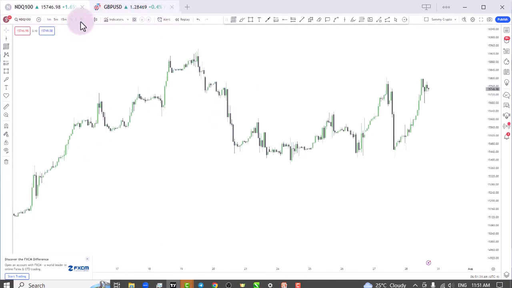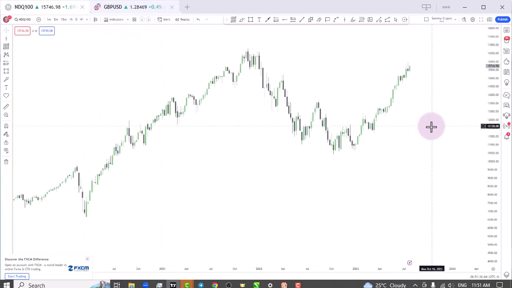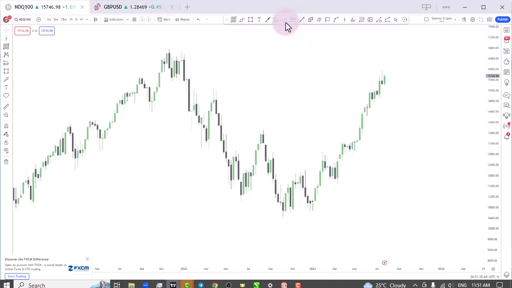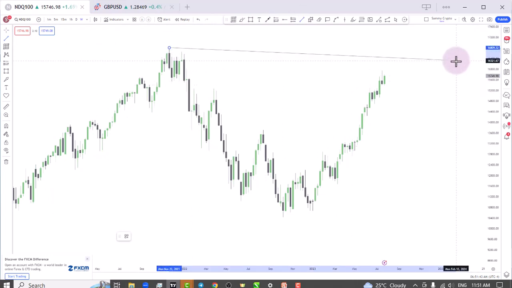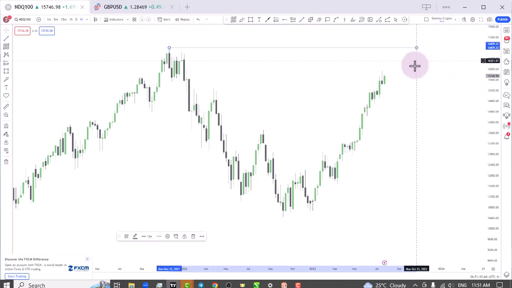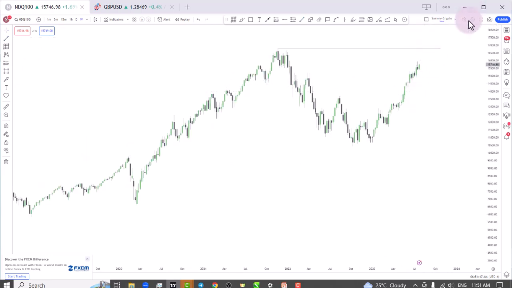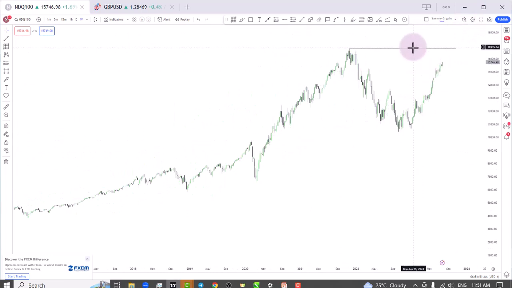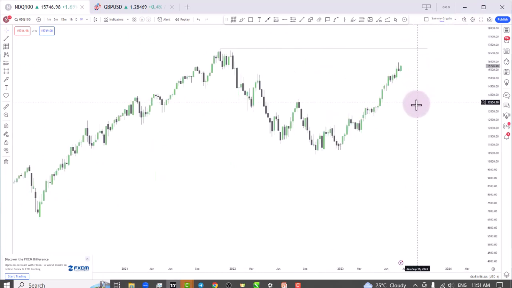Okay, so let's look at Nasdaq. For Nasdaq, I am having this high as my target on the weekly time frame, even though we could still be buying after that high. We are taking that high. Until then, we are not in a long term bearish.